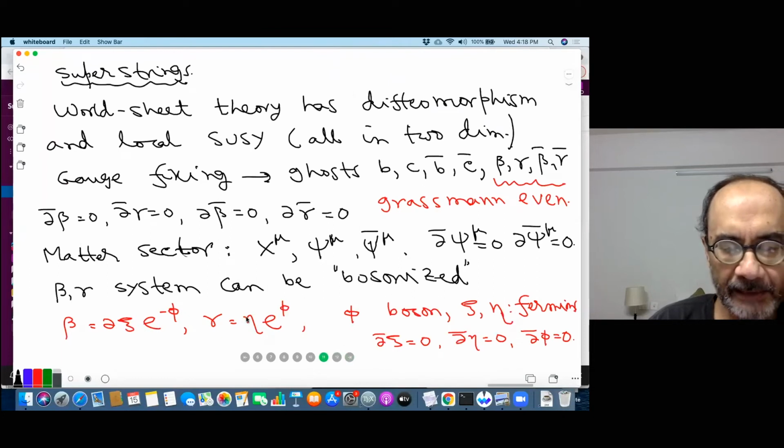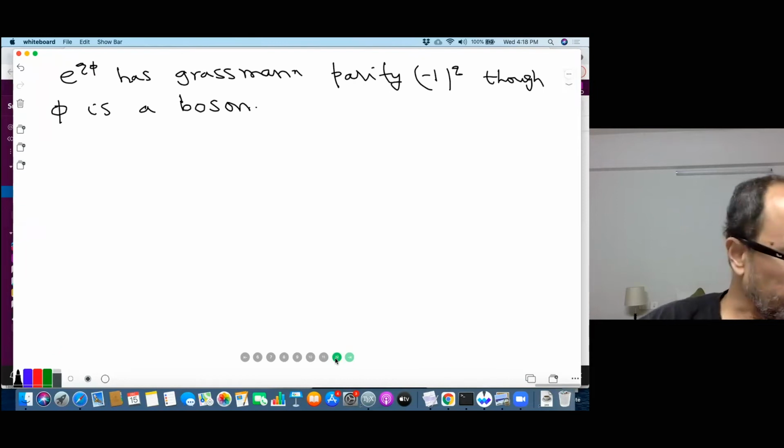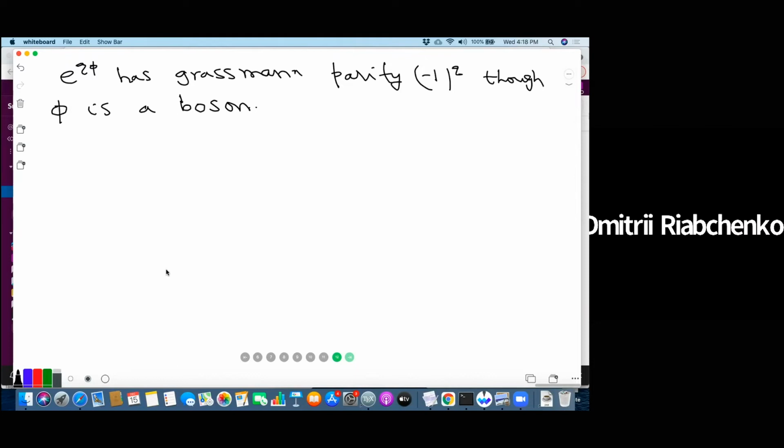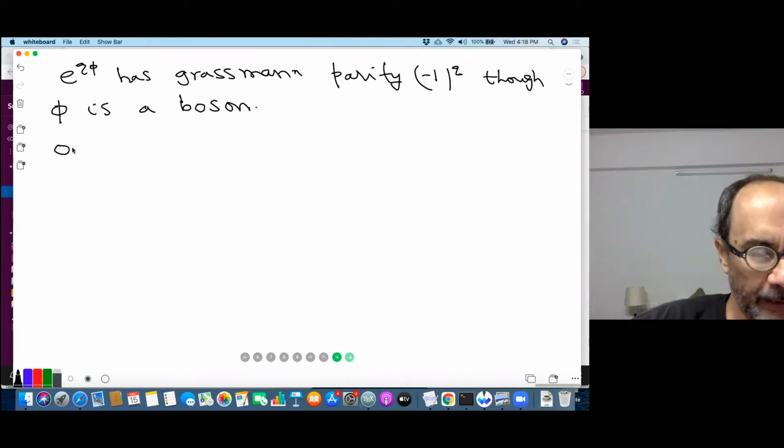So xi and eta are Grassmann odd, e to the minus phi, e to the phi are Grassmann odd. So beta and gamma become Grassmann even. Is this okay? Yes, thank you. Okay, so now let me write down the operator expansion.